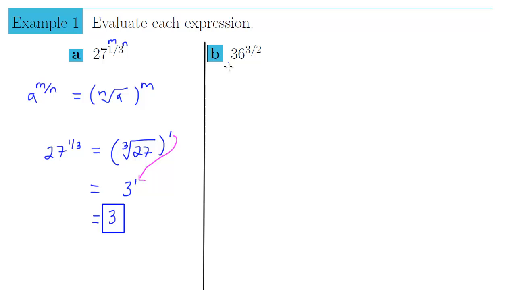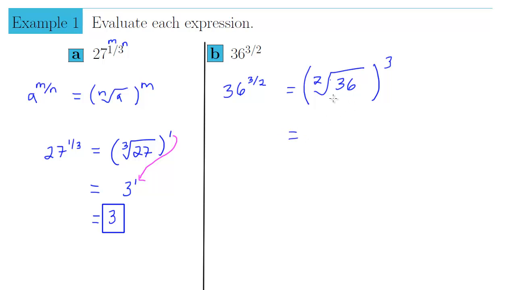For part B, we have to evaluate 36 to the 3/2. Okay. We're going to use the same definition. Whenever you have a fraction exponent to evaluate, you turn it into a radical with an exponent. Okay, so 36 to the 3/2 is going to equal the square root of 36, right? The denominator tells you the type of root, and then you have to cube the result because of the numerator of the fraction.